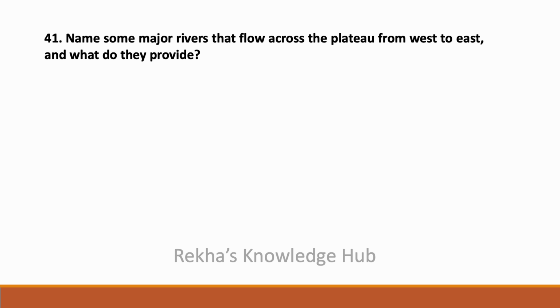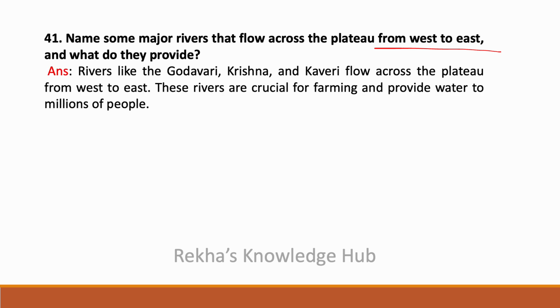Name some major rivers that flow across the plateau from west to east. And what do they provide? Rivers like Godavari, Krishna and Kaveri flow across the plateau from west to east. These rivers are crucial for farming and provide water to millions of people.